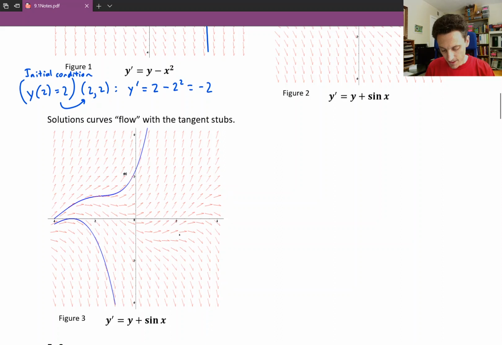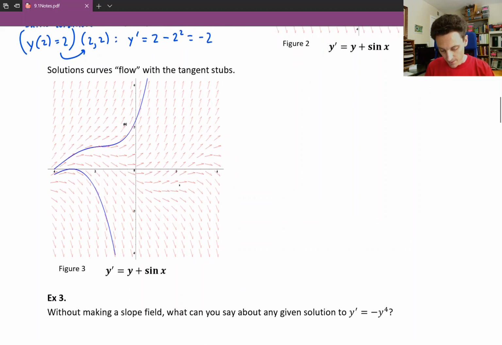All right, and then figure 3, we have y prime equals y plus sine x, the same differential equation as figure 2. But here we're putting in some initial conditions, like -4 comma 0 looks like the initial condition for the first curve. And that one rises a little bit as you go to the right, and then rises more steeply as it gets caught in the current of the direction field.